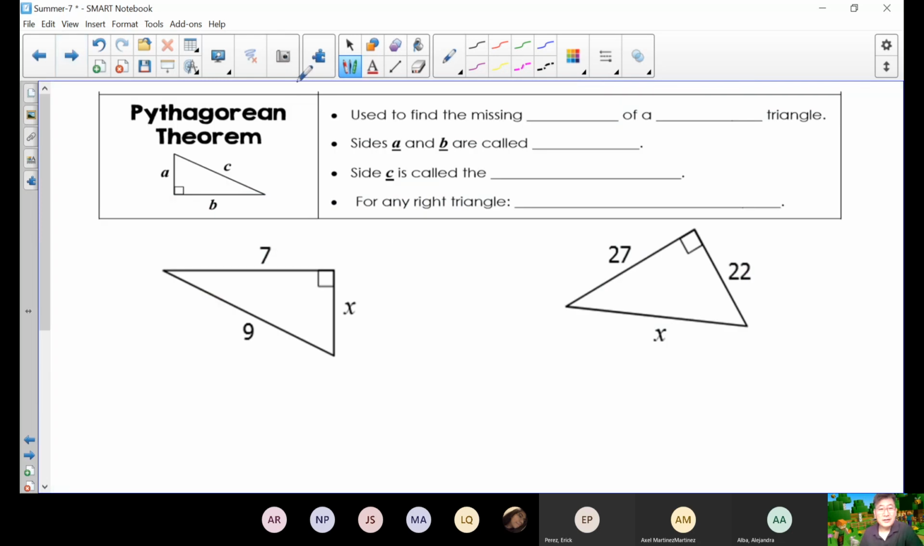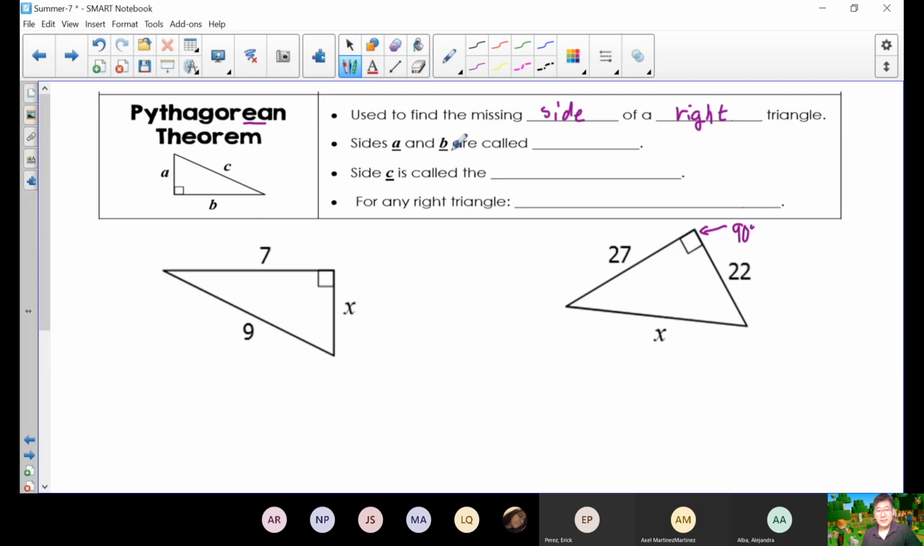Pythagorean. This is Pythagorean. My bad. A Pythagorean theorem. We use it to find the missing side. How to find the missing side of a what triangle? It only works with what? Right triangle. This is a right triangle.